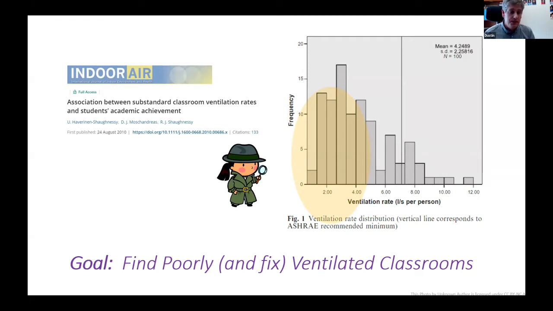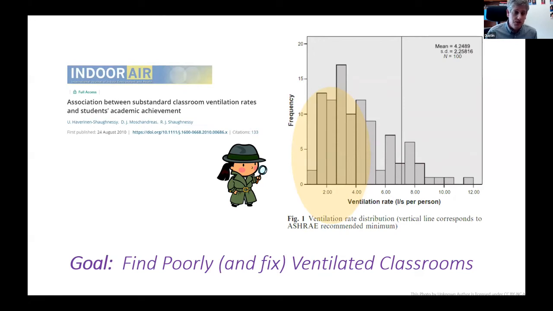Historically, there's limited available data, but what has been shown in the US is that we have underventilated classrooms in relation to pre-pandemic standards. This graph shows that for typical classrooms, the required ventilation rate for outdoor air is about 7 liters per second, which is where this vertical line is. And a majority of the classrooms in this work, surveyed by Haverinen-Shaughnessy in 2010, were far below that 7 liters per second per person.